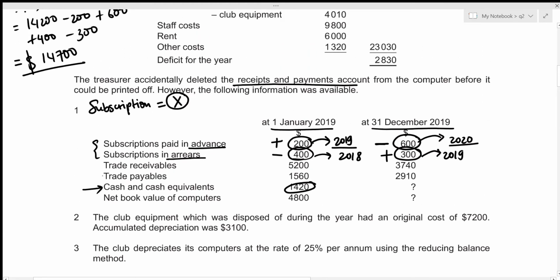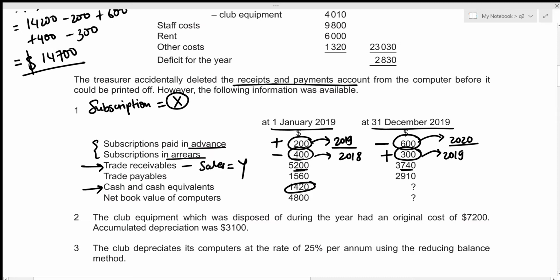Then we're given trade receivables, and trade receivables is definitely associated with sales, right? So we definitely adjusted these values of trade receivables at the opening and closing date to our sales received from the receipts and payments account in order to figure out the value of the actual sales to be included in our trading section, right? So I'm just going to denote the sales value included in the receipts and payments section with the variable y, and then adjust these values in order to figure out the actual sales value to be included in the trading account.